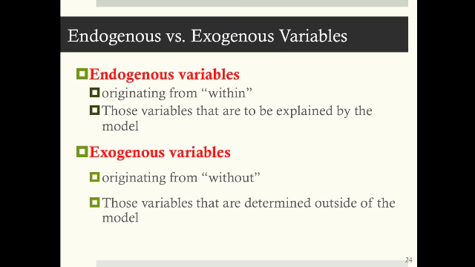And then finally, when we think about economic models, we have to differentiate between endogenous variables and exogenous variables. So endogenous variables are those that are originating from within the model. So they're the variables that are to be explained by the model. Exogenous variables are originating from without, or outside, the model. So they're determined outside, and we sort of take those things as given.